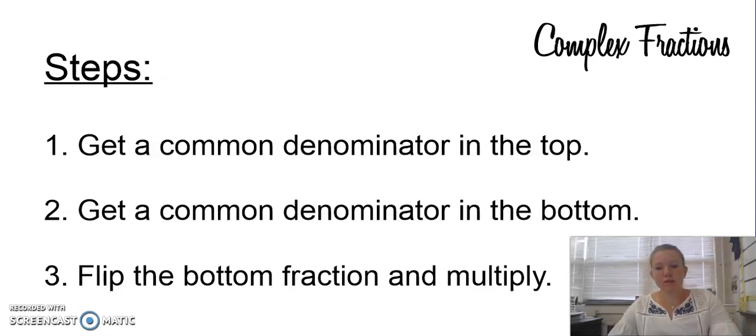In today's lesson, we are going to go over how to reduce a complex fraction, simplify it as far as we can. So our steps are, we're going to start by getting a common denominator on the top of the fraction and creating one fraction for the numerator. Do the same thing in the denominator, and then we're going to same change flip, just like we did on our multiplication and division day.